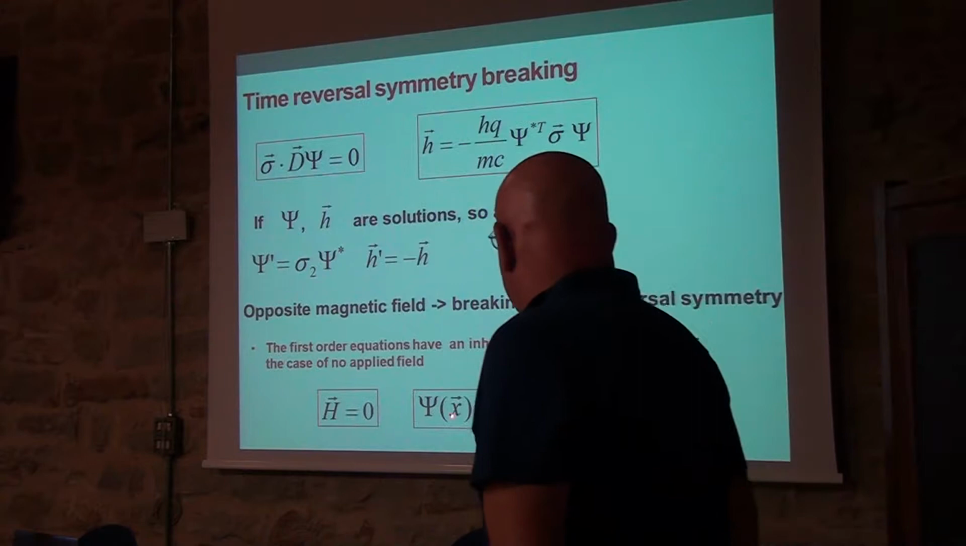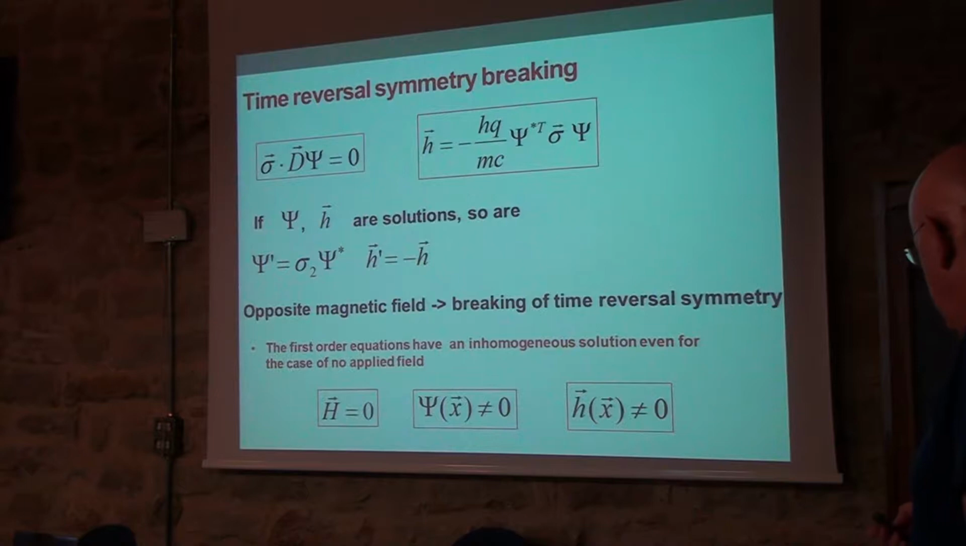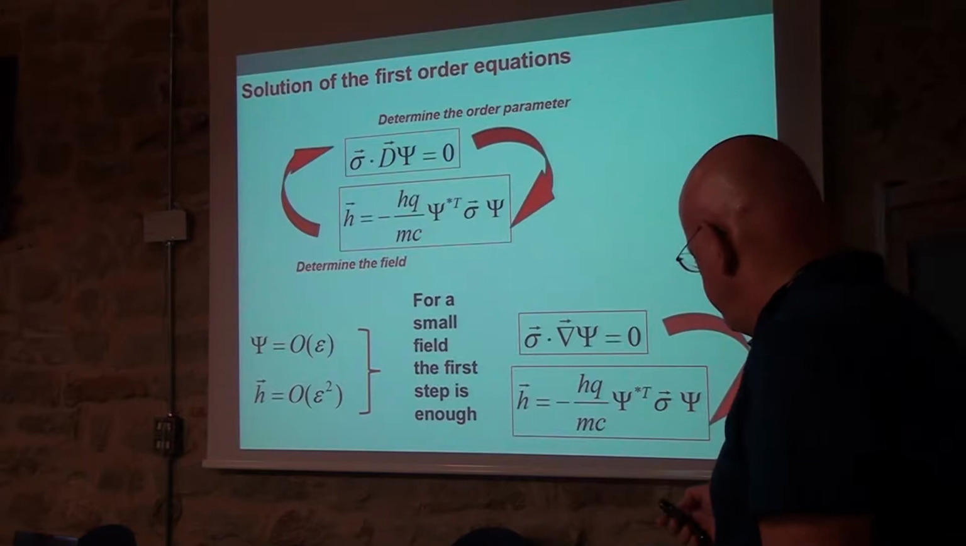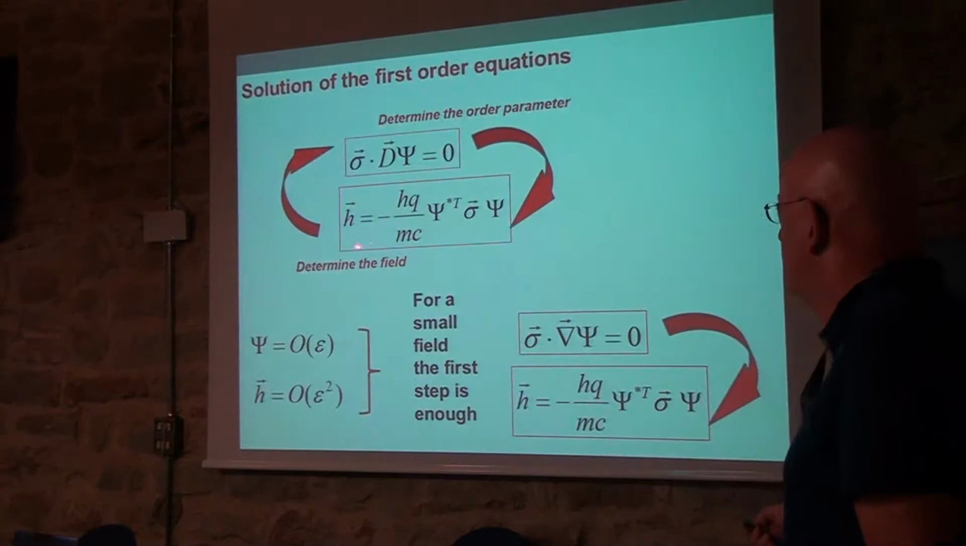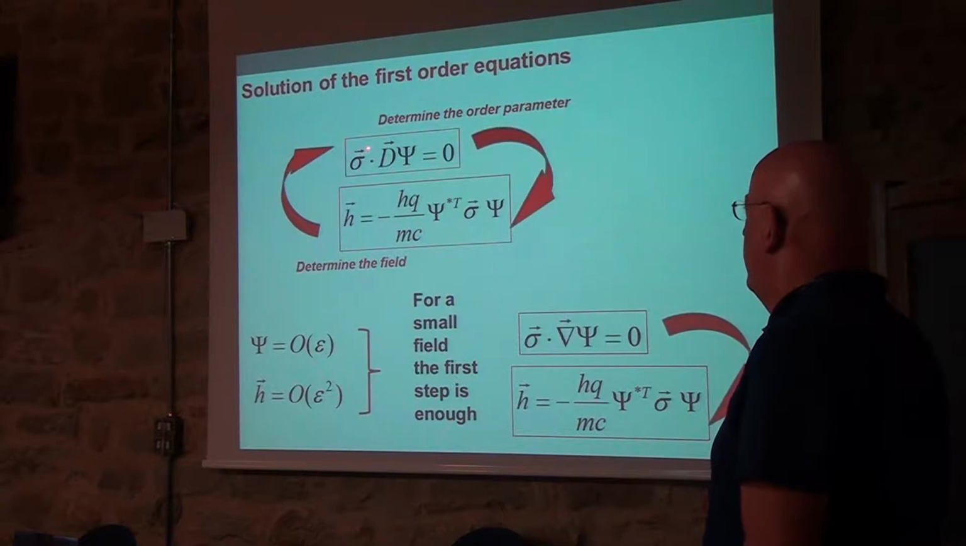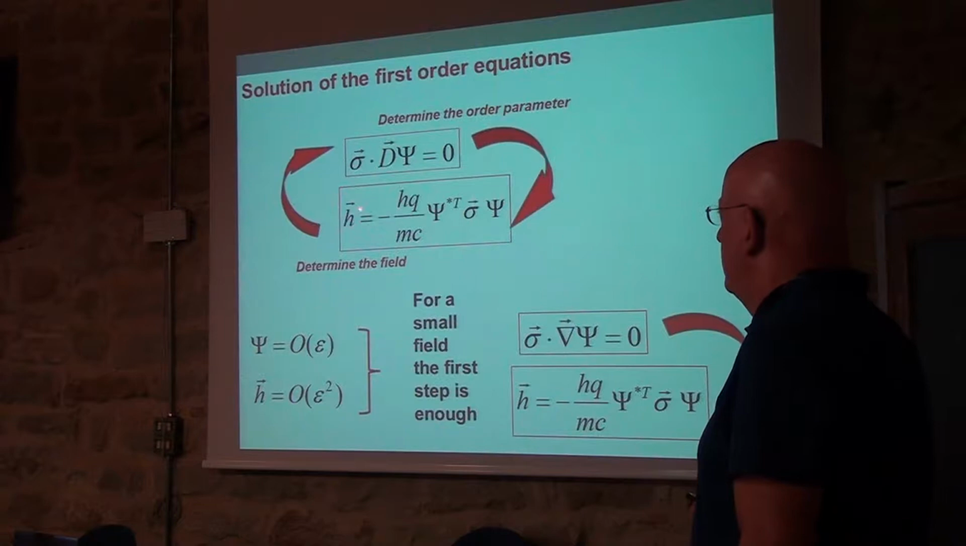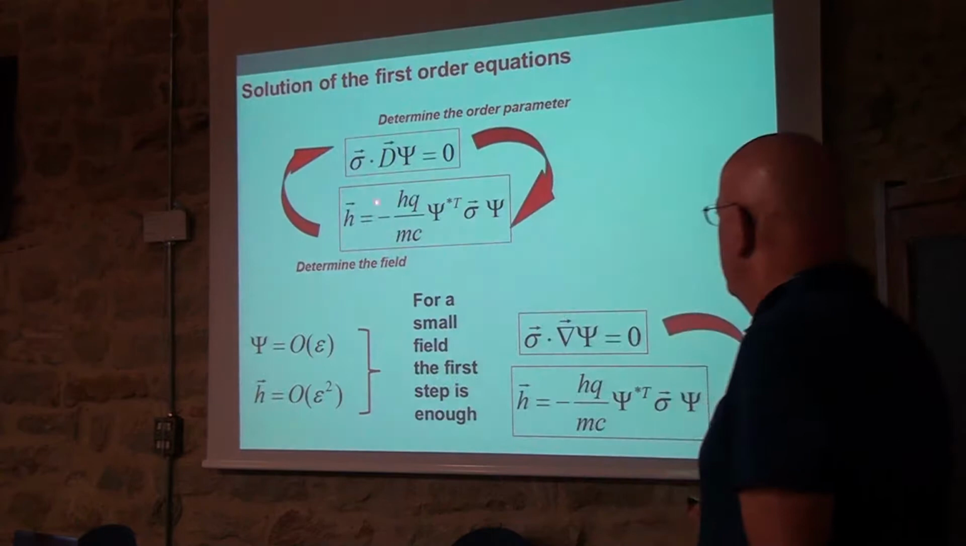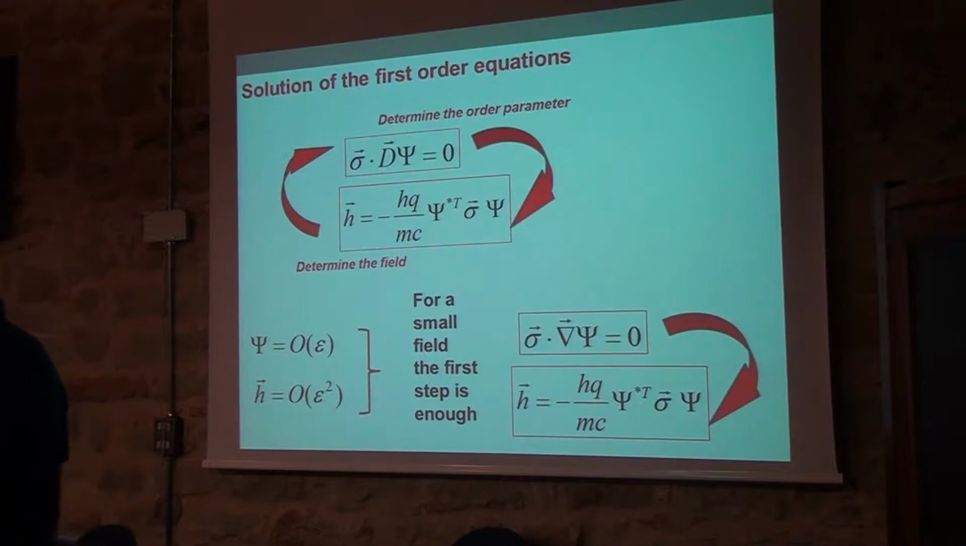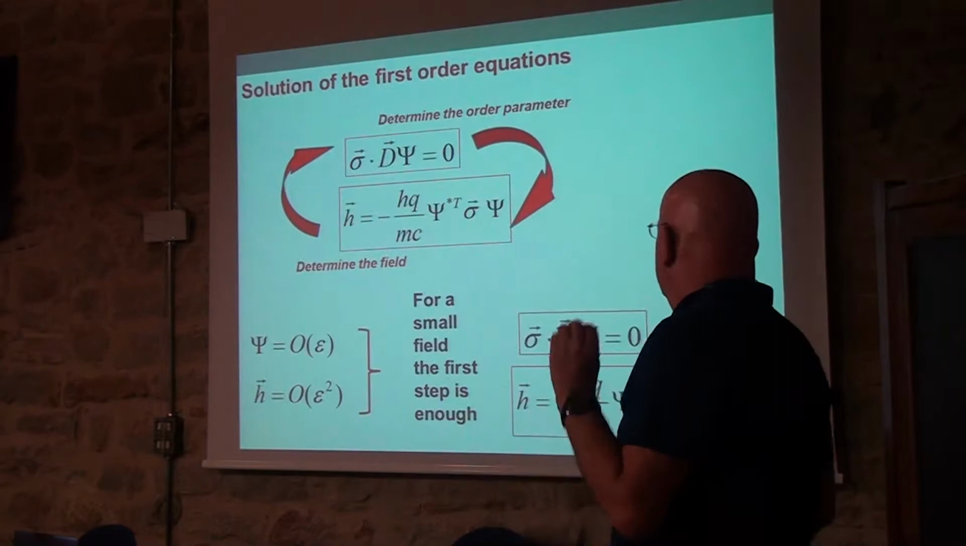So I have an order parameter and a local magnetic field. As proposed by Abrikosov and used by mathematicians, in the case of one component, these equations are always thought to be solved in this way. You solve for the order parameter, and then you plug it in here, and you obtain the local magnetic field, and you go back, and you have an iterative procedure. But here, we will assume that we have no applied field, but there is a stable solution with a local magnetic field so weak that it is enough to go through just one step.